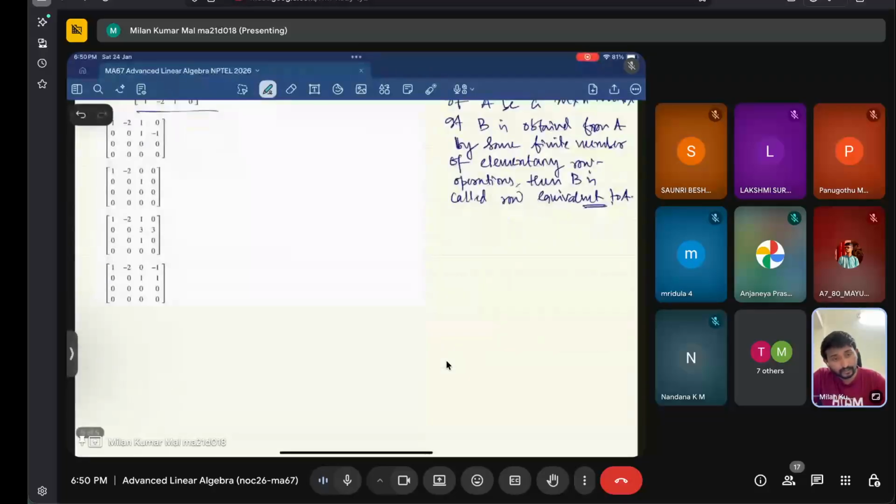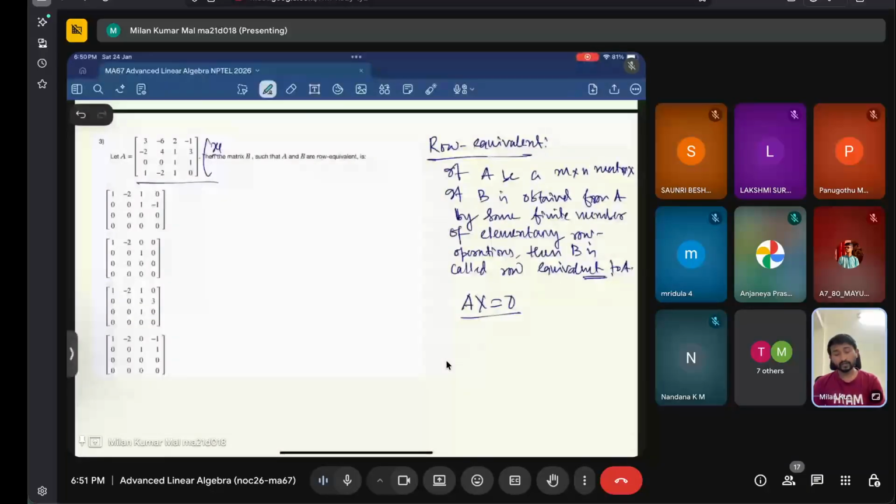Because suppose you have a matrix A, and suppose Ax equals 0; you have some solution of this system. This is a system of linear equations, right? x1, x2, ..., xn are the variables and A is the matrix. You can write A multiplied by x1, x2, x3, x4, and this is equal to 0, 0, 0. This is what one can think, that is, one can write Ax equals 0.